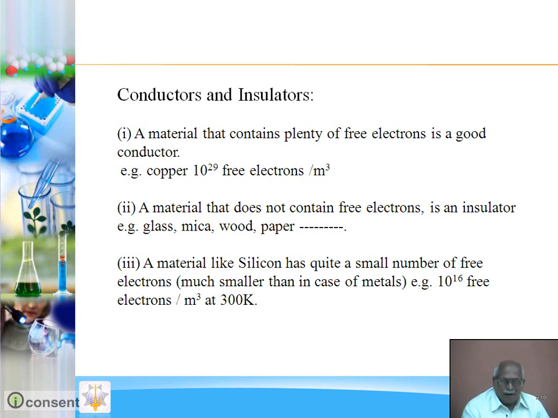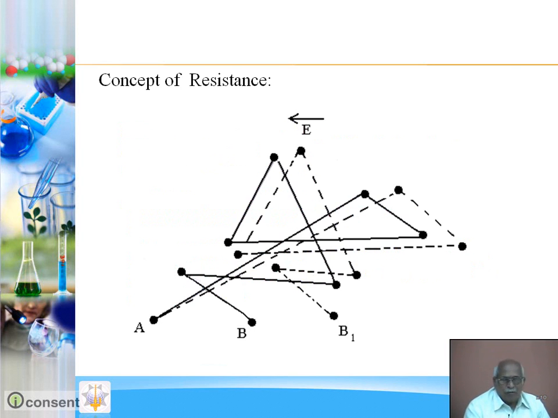Very much small as compared to copper or any good conductor. So material like silicon or germanium is a semiconductor. It is neither a good conductor nor bad conductor. This is what we can say about conductors and insulators.